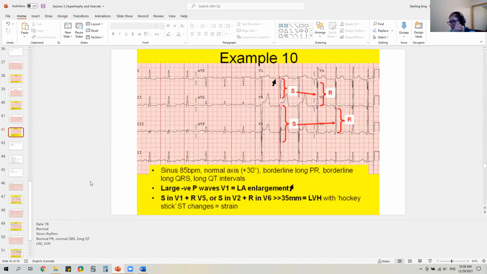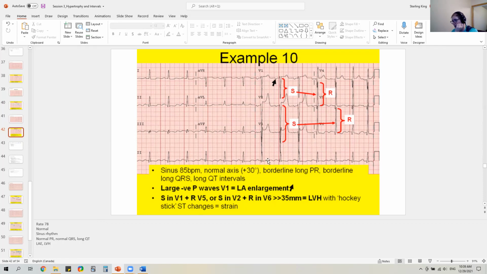All right, so let's have a look at this. So sinus 85. Again, sometimes I find the counts are a little bit different, but I'm close, it's within 7. Normal axis, booyah. Borderline long PR, yeah. Borderline long QRS, maybe, but it looks kind of pointy to me. Long QT for sure. Left atrial enlargement, yeah, we got that, it's inverted. Left ventricular hypertrophy, yeah, definitely.